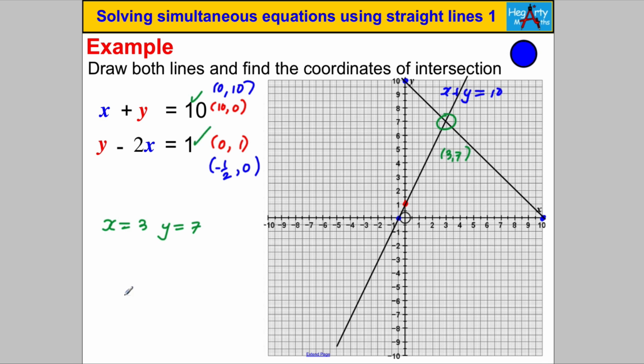And that's it. So that's it for this video. Do bear in mind you'd usually be shown the graphs and use them to find the answer. You wouldn't have to draw them as well, but it was good practice.